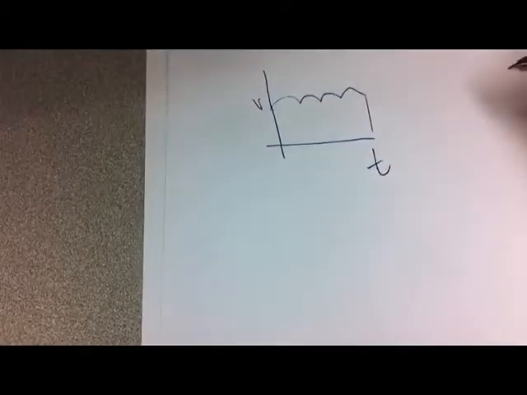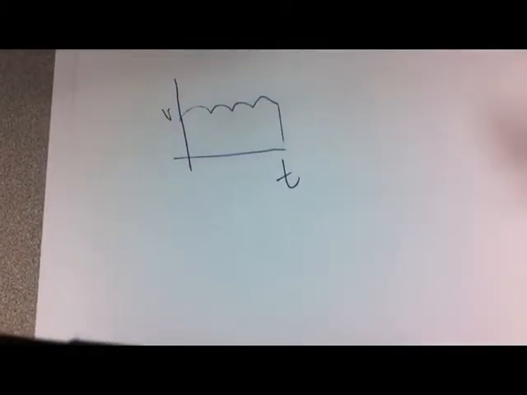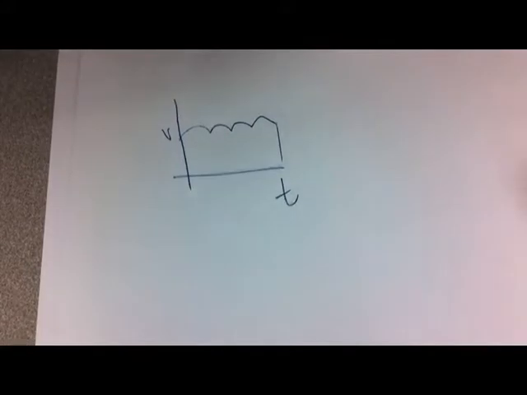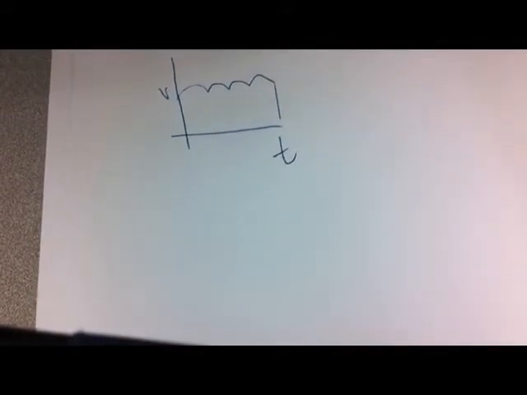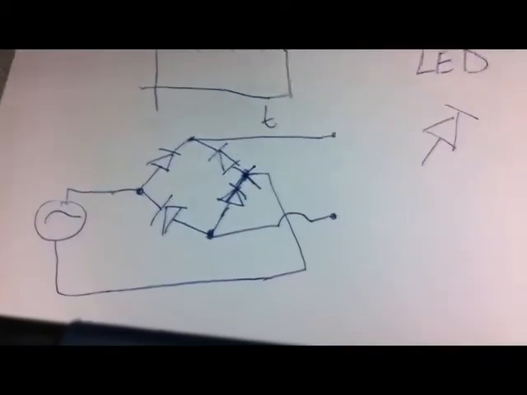We want as straight a line as we can. Now, in order to combat these ripples, we are going to hook up a capacitor over these terminals right here.